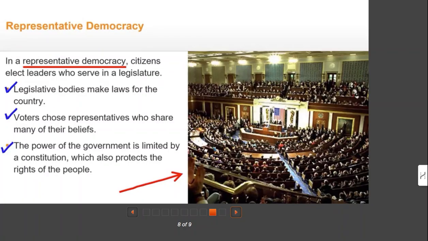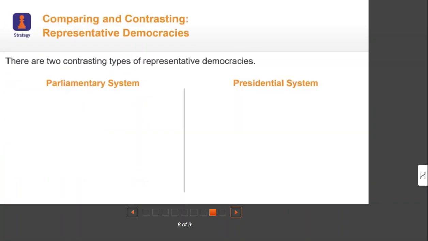Now let's look at two major types of representative democracies. There are two major types of representative democracies. In a parliamentary system, the parliament is the lawmaking body. It consists of members elected by the public to serve as representatives. An example of this is in England, where the parliament consists of two houses, the House of Lords and the House of Commons.